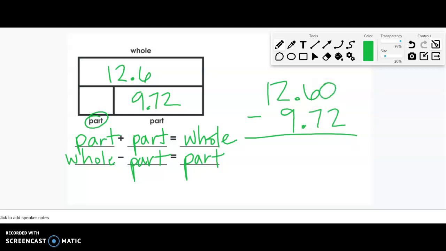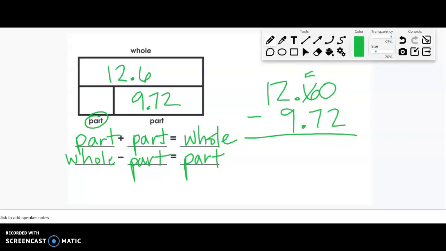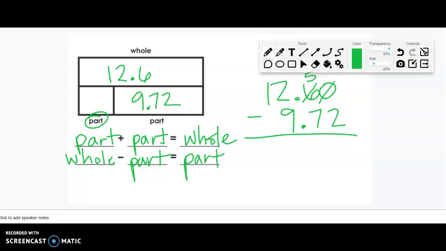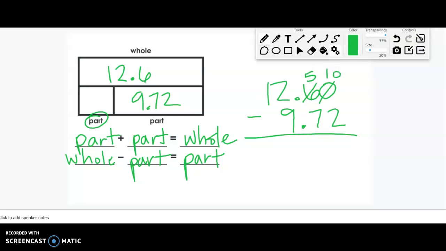Okay, put a 0. Go next door. I have to borrow because I can't do 0 minus 2. That becomes 5. That becomes 10. 10 minus 2 is 8. 5 minus 7 I can't do, so I need to go borrow. So borrowing on this one, that becomes 15. 15 minus 7 is 8. Bring down my decimal. I can do that in the middle or at the end, either way. 1 minus 9 I can't do, but if I look, I do have a 1 and a 1, so it's like 11. So 11 minus 9 is 2. So I know this missing part is 2 and 88/100.